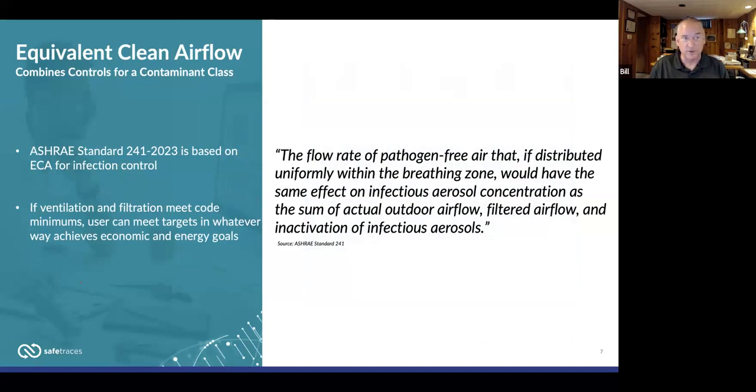So what we're trying to do is equate every control that we use for infectious aerosols to an equivalent amount of uncontaminated dilution air. This is the fundamental concept of the standard, and you comply with it by using whatever combination of controls best meets your needs to meet the requirement for equivalent clean airflow. The only thing you have to do is have at least the minimum required by the basic acceptable indoor air quality standard, like 62.1 or the codes that reference it.